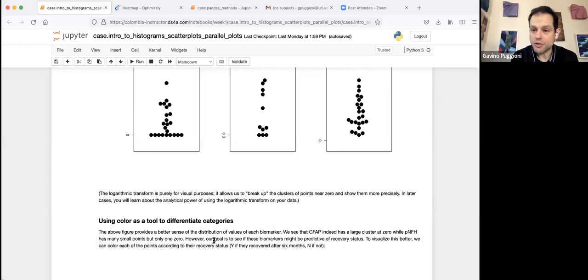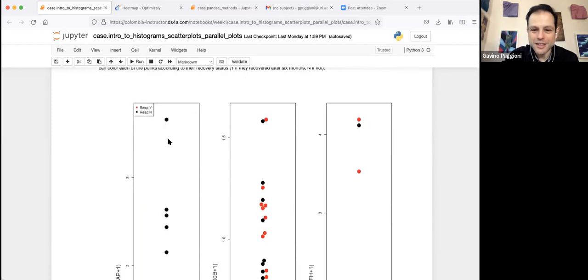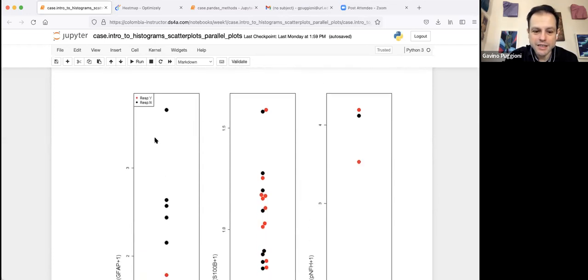Now, reconnecting to the original question, whether or not these biomarkers may be predictive of recovery status, we can color each point according to the recovery status. That is, let's color the yeses and the nos differently, so we have a better idea of which biomarker is informative. So let's color in red the patients that recovered, and in black the patients that did not recover.